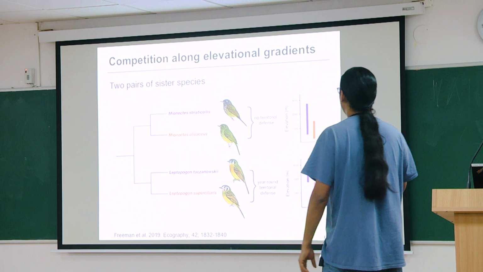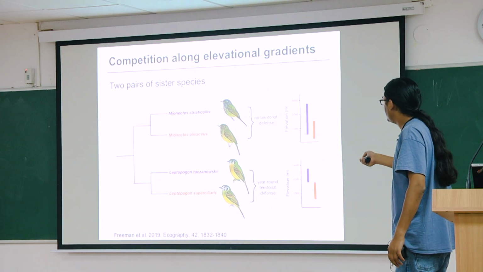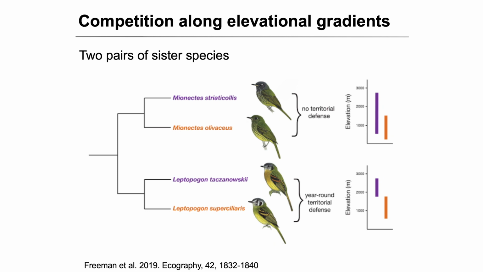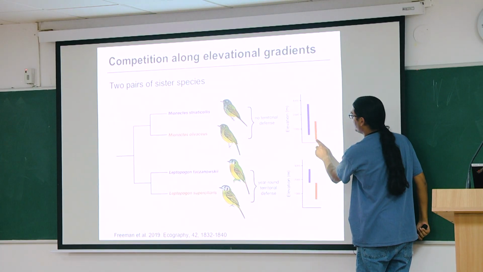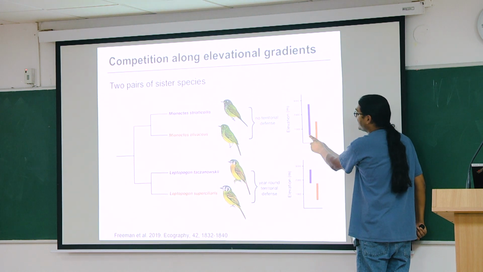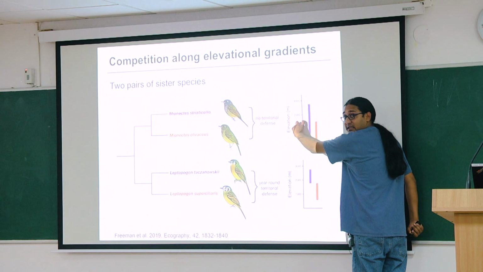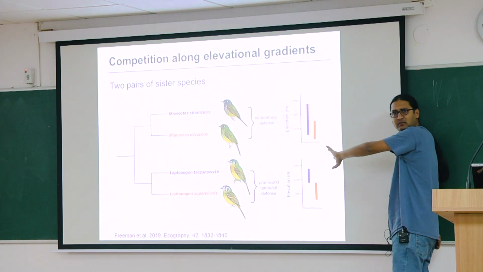But what you see here, this is elevation on the y-axis, and these are the ranges of these species. If you look at the species that have no territorial defense, the ranges overlap. This one goes from 0 meters to about 1,600 meters. That one goes from about 500 meters to less than 3,000 meters. And there's a large overlap in the elevation range. Is this clear?